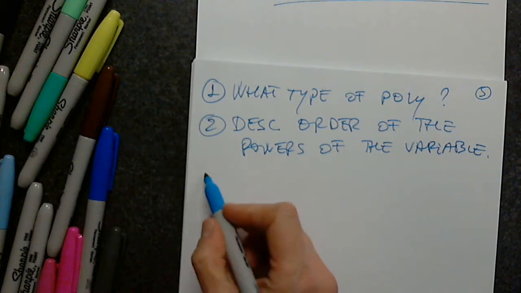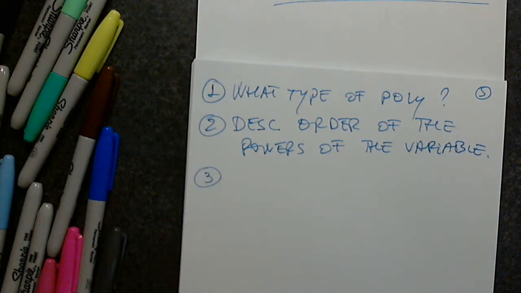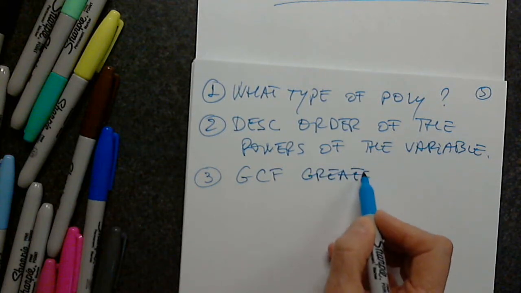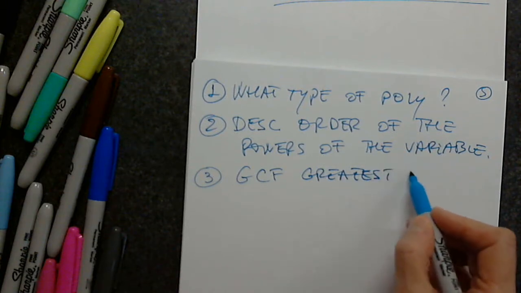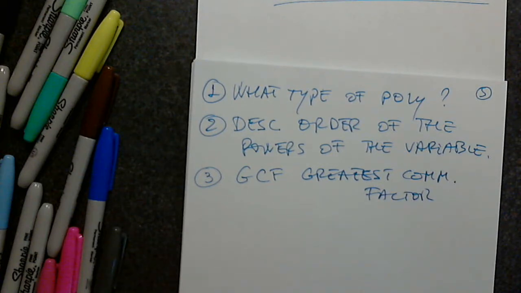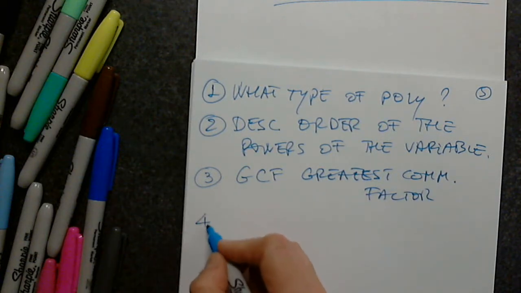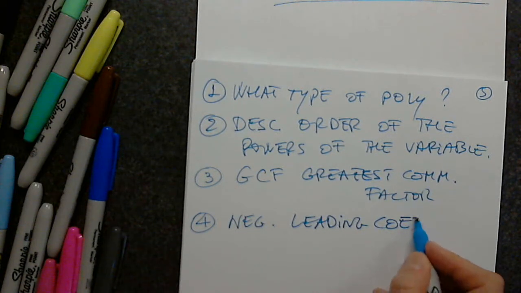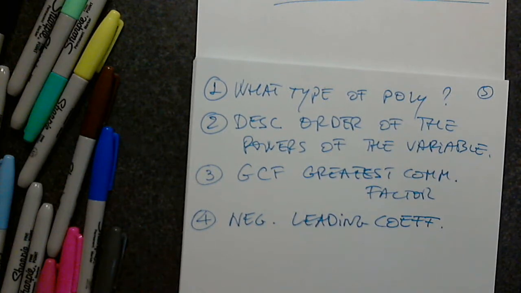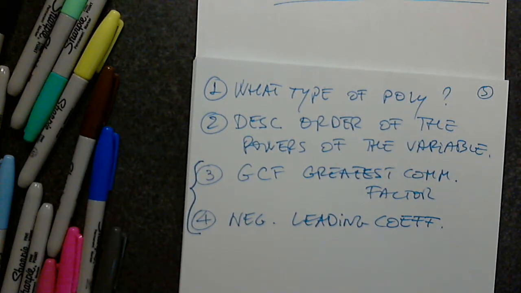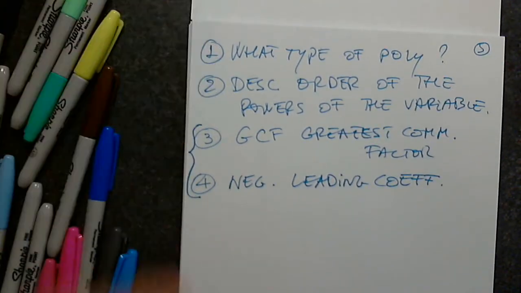Step number 3, greatest common factor. If there is one in all terms, I have to pull it out. Number 4, negative leading coefficient. If the leading coefficient is negative, I have to pull it out. These 2 can be performed at the same time, if you wish. Final step is number 5.